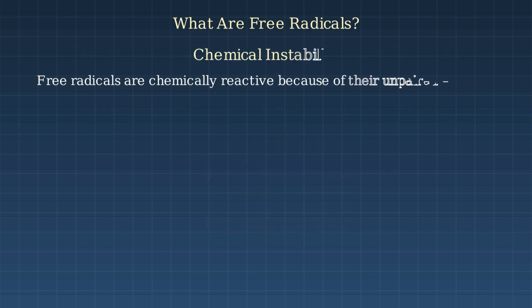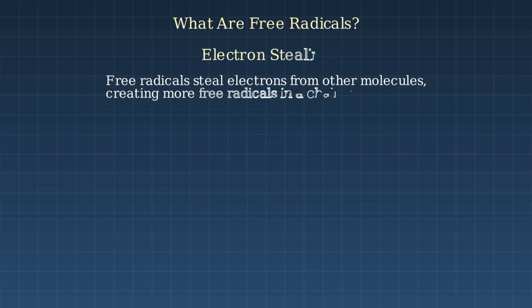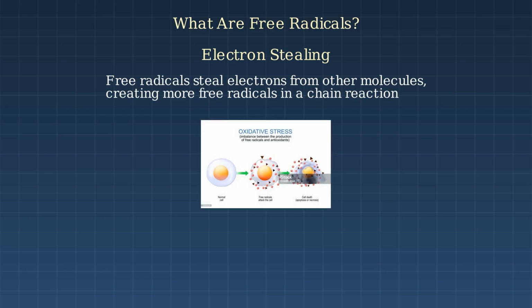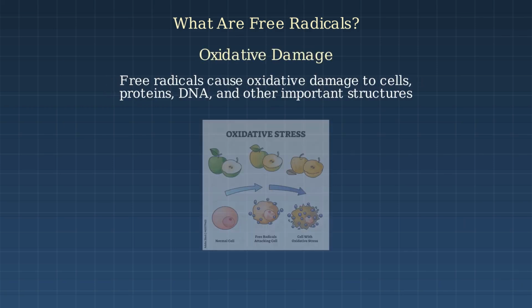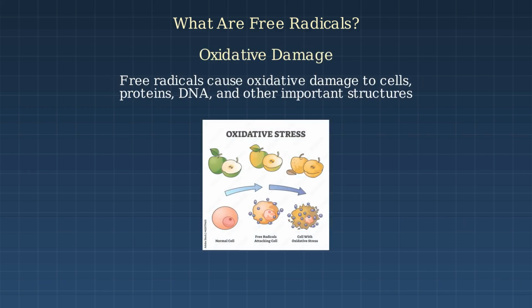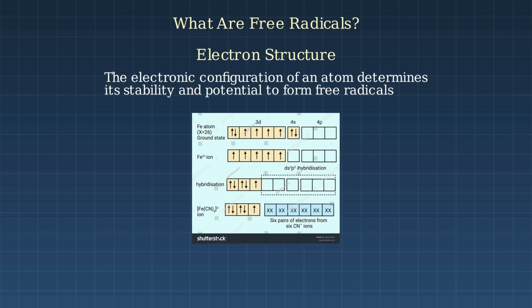This chemical instability is what makes free radicals potentially harmful to the body. Free radicals often steal electrons from other stable molecules, turning them into free radicals too, creating a destructive chain reaction. This damage, known as oxidative stress, can harm cells, proteins, DNA, and other important structures in the body. Understanding the electron structure of atoms helps us comprehend why certain molecules are more likely to become free radicals.